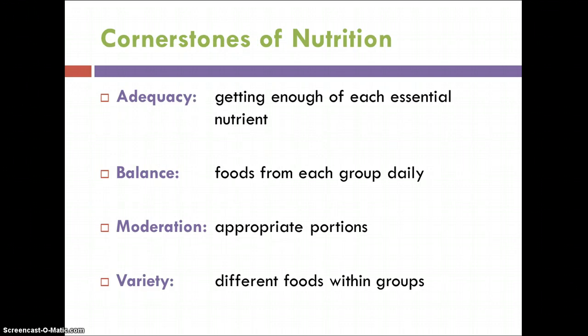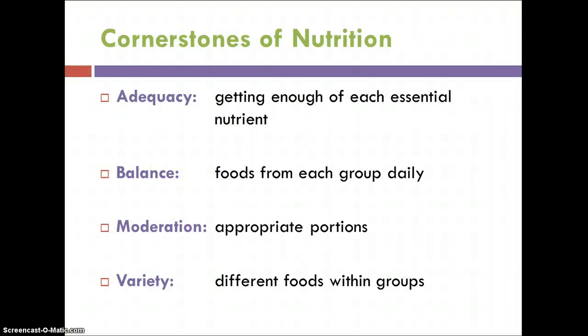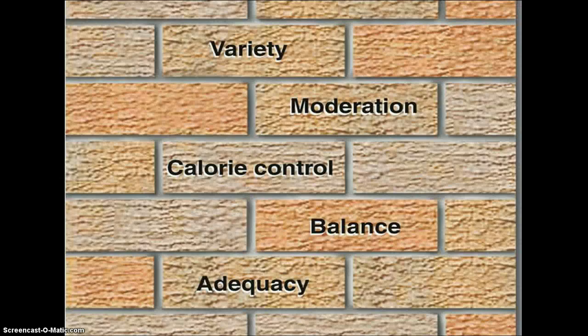So, to get us started, we need to talk about what your book refers to as the cornerstones of good nutrition. Other places I've seen it like this, the building blocks of good nutrition. So if you'll notice, your book has four cornerstones, four corners, and I have five building blocks.